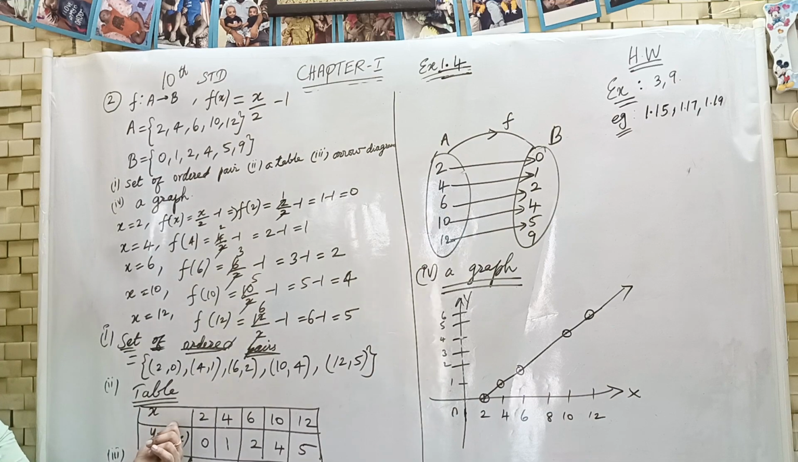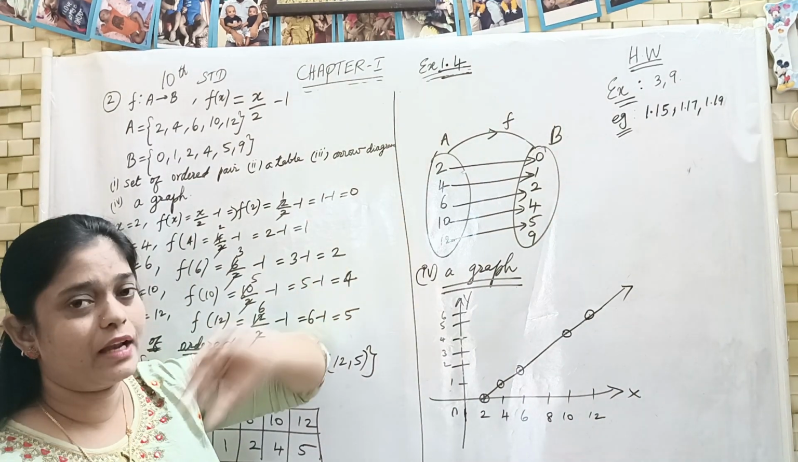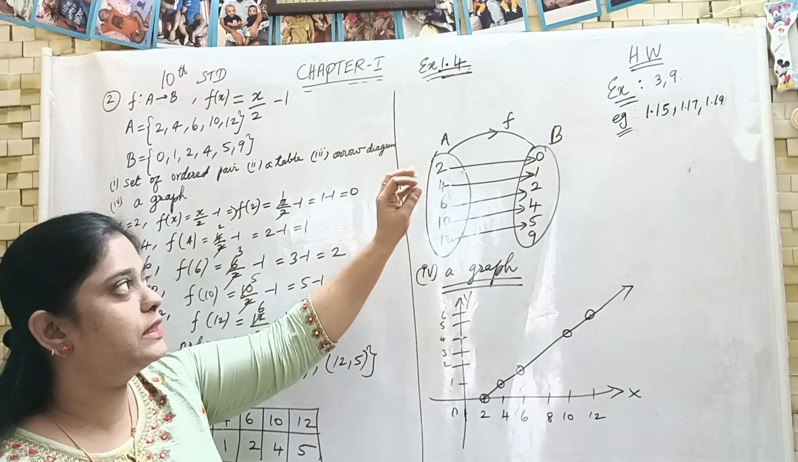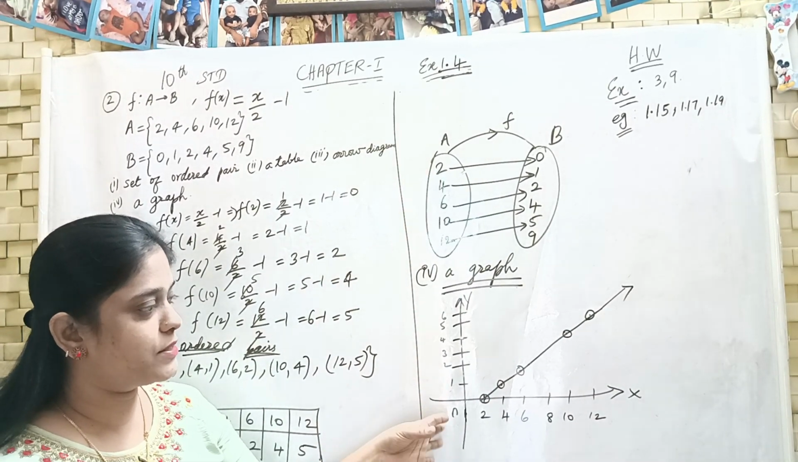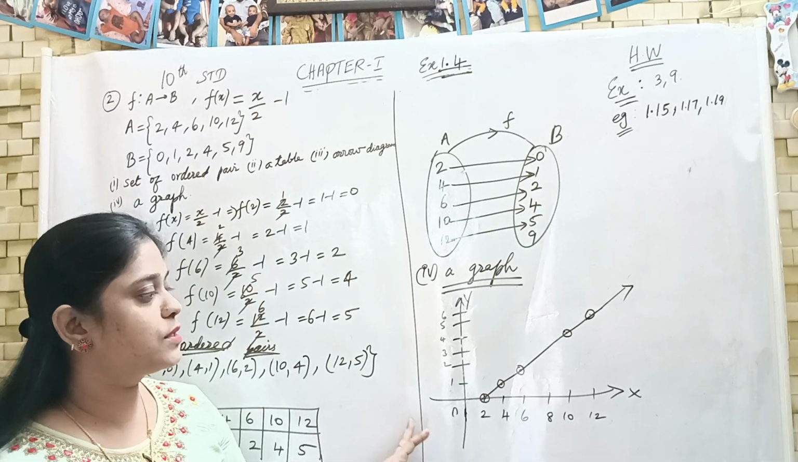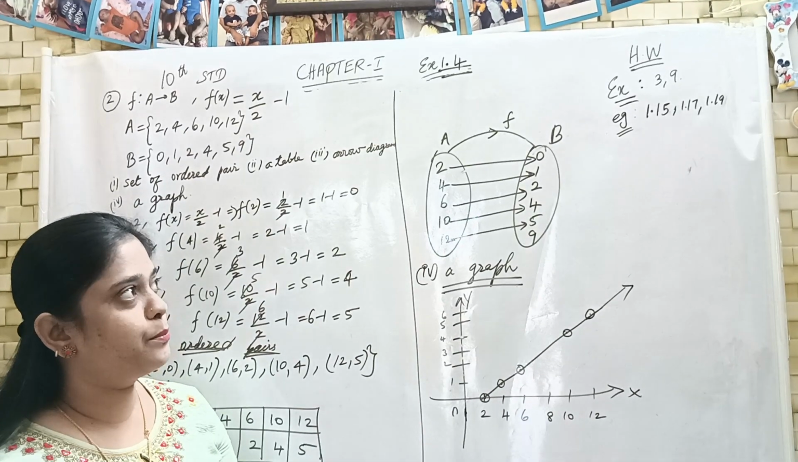And then next you have to write the table. Next, what are the values mapping to x. And for y, you have to write it in the graph, and write the arrow diagram. Next, plot those points on the graph and just join the points. This is your graph. So this is the important question.